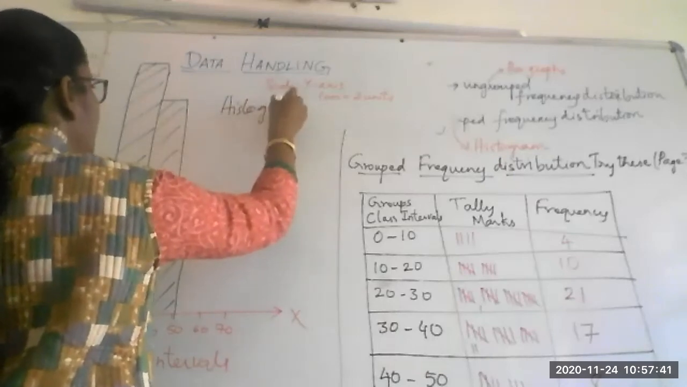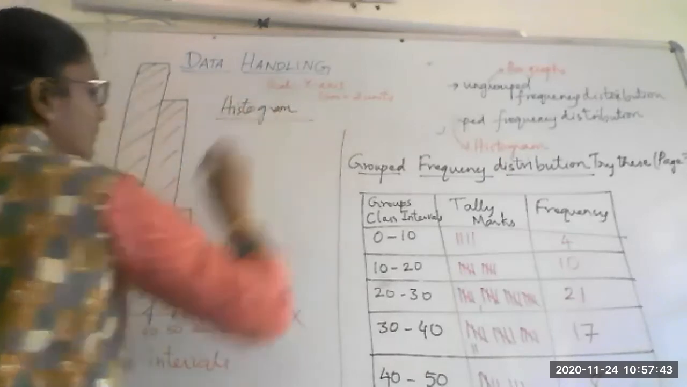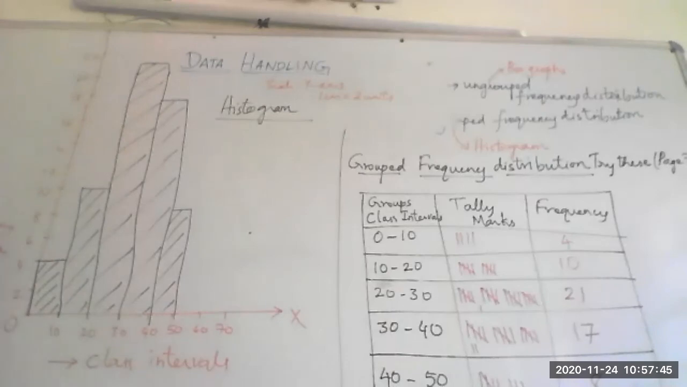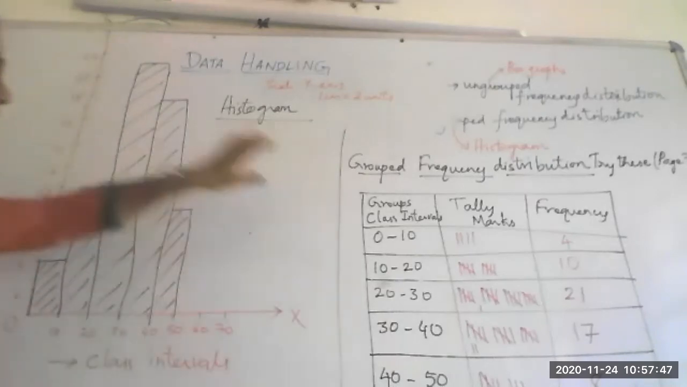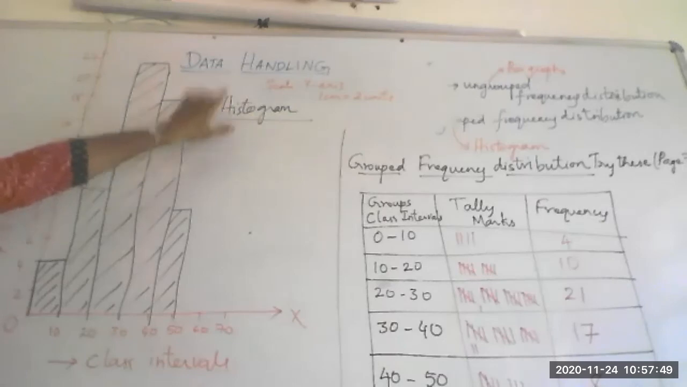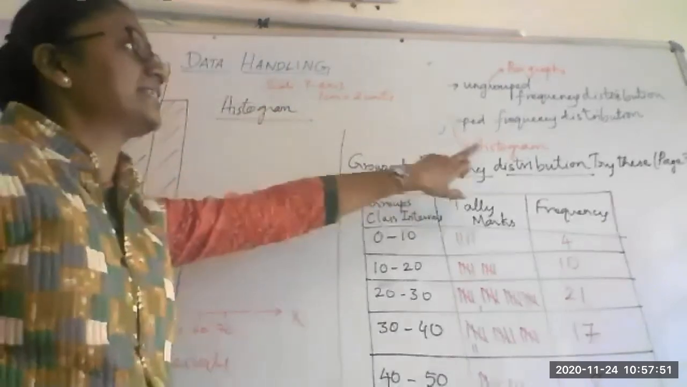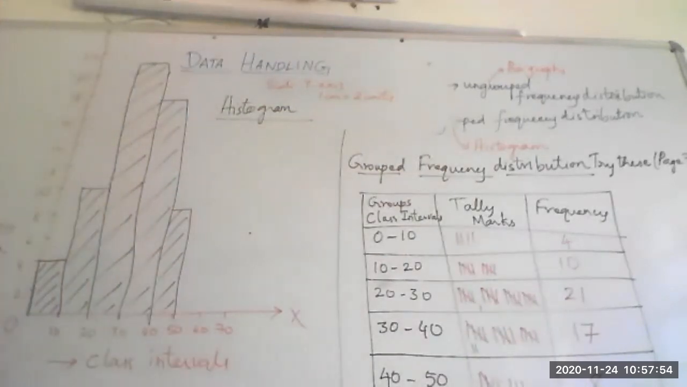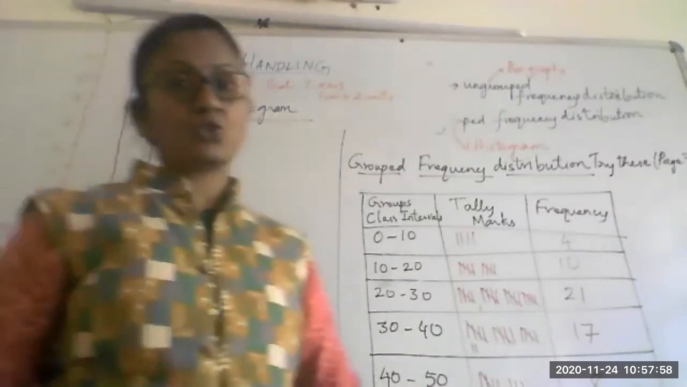If the bars do not have gaps or intervals between them, the graph will become a histogram. So a grouped frequency distribution will always give you histograms. Is that clear? So today I am leaving you with 2 more problems.